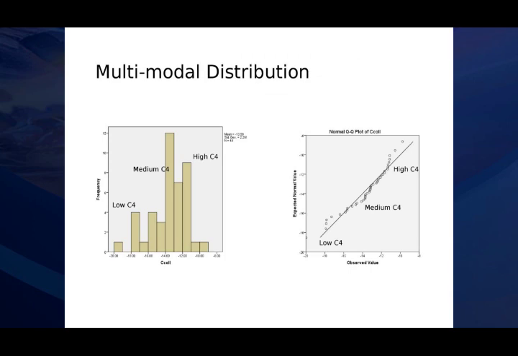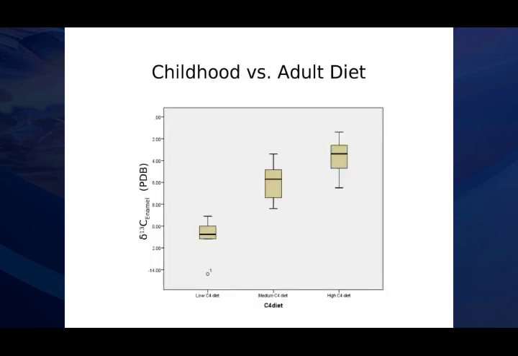We also can see that there are groups among the migrant sample of undocumented border crossers that fall into a lower C4 group, a higher C4 group, and kind of an in-between medium group. So there's almost like a multimodal distribution here, suggesting that there's different groupings of migrants that have different amounts of C4, or likely corn contribution to their diet.